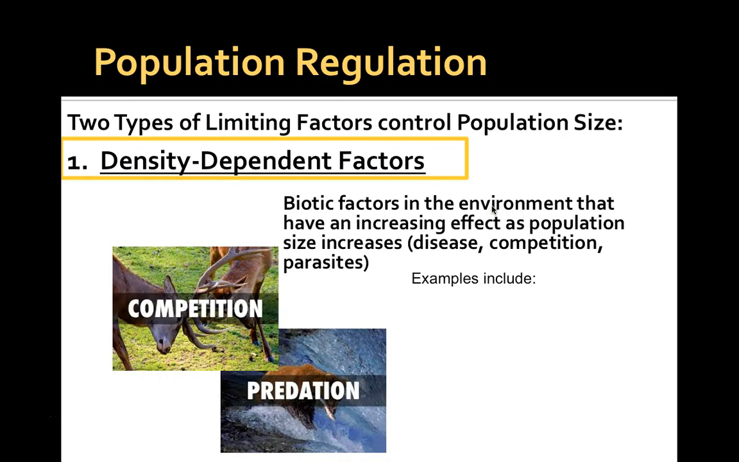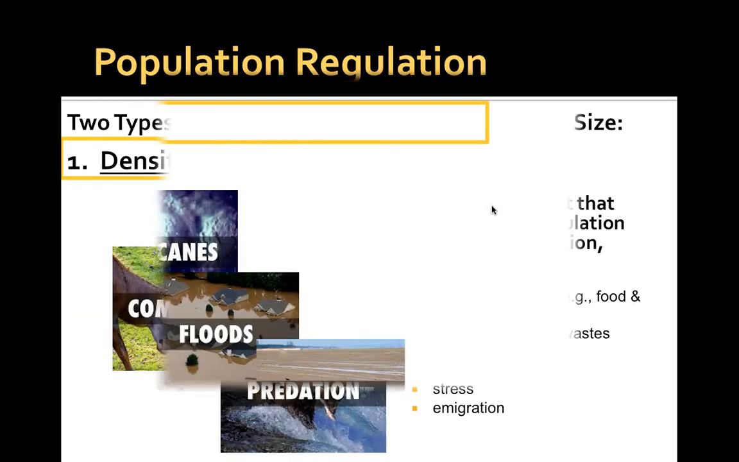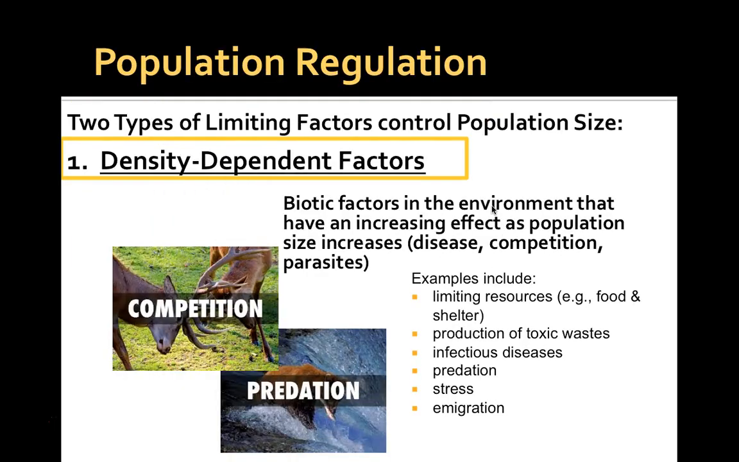There are two types of limiting factors that affect population growth in a decreasing manner. First, we have density-dependent factors, which are biotic or living factors that decrease a population. Things like disease, the amount of resources in the area, and predation are all types of limiting factors called density-dependent factors.